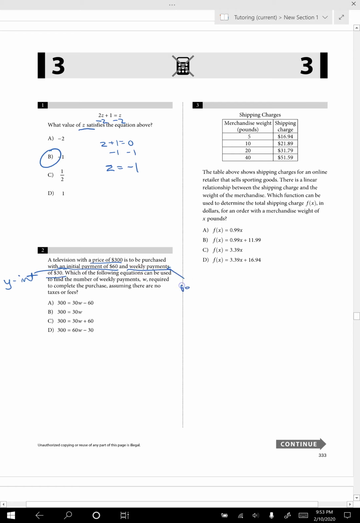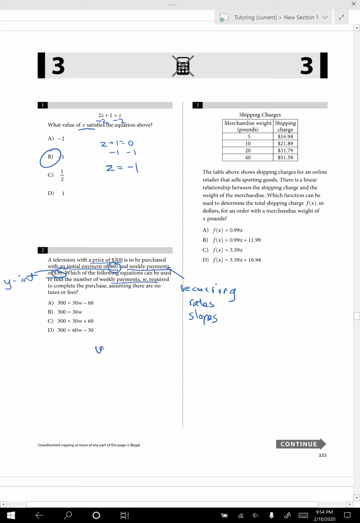So recurring payments, those are typically rates, slopes. So it looks like we have a y-intercept of 60 and a slope of 30. Which of the following equations can be used to find the number of weekly payments, W, required to complete the purchase, assuming there are no taxes or fees?